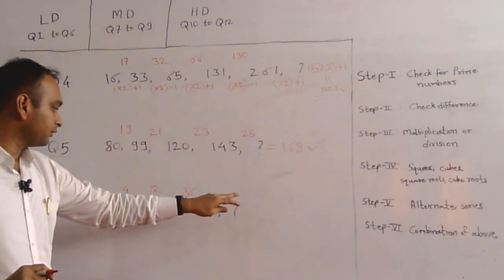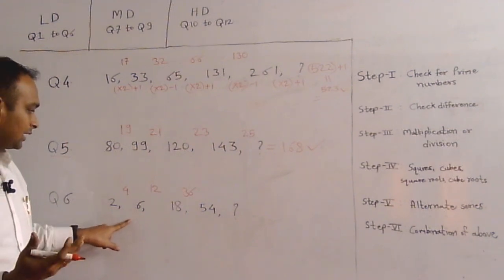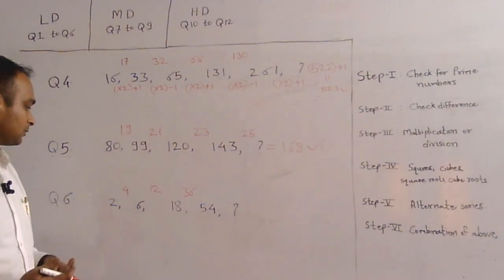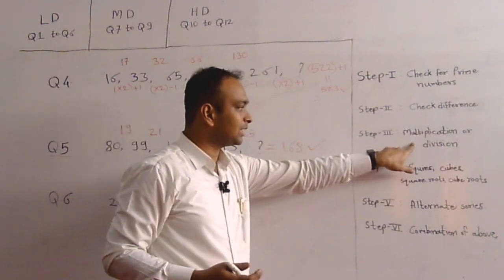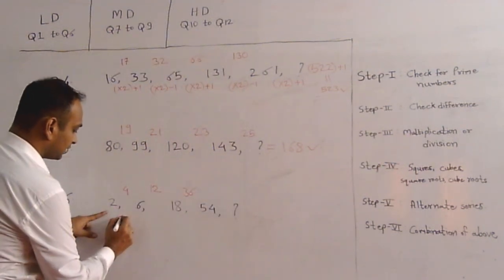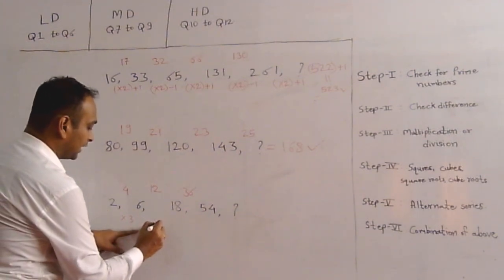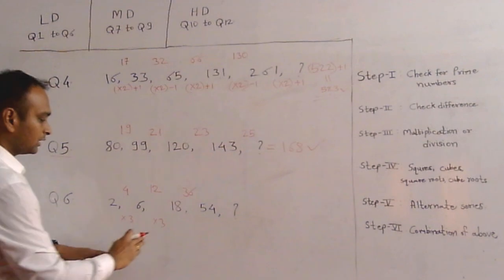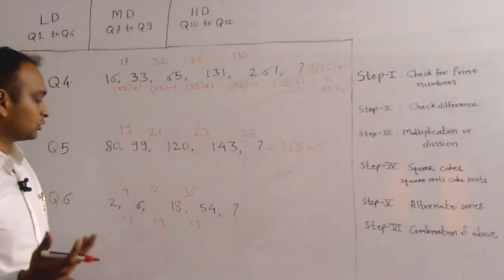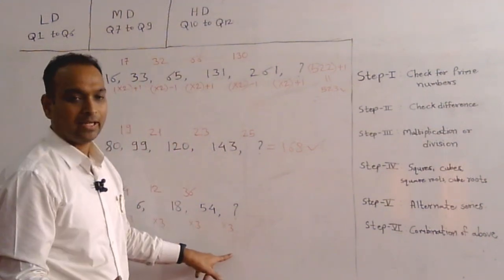So that way we are increasing the difference here. But still, if you are able to find out the logic, you may check, or let's go for any other step. For example, check for multiplication or division. In case of multiplication, 2 3s are 6, so we are multiplying by 3. 6 3s are 18, again here we are multiplying it by 3. 18 3s are 54, again we are multiplying by 3. So simply, if we multiply 54 by 3 again, we will get the answer.